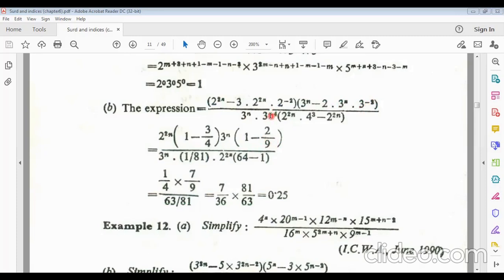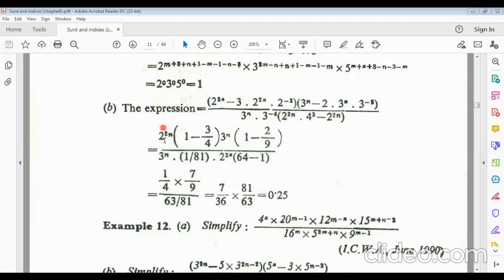1 by 3 to the power 4. 1 by 3 to the power 4 means 1 by 81. Into 2 to the power twice n and 4 cube, which means 64. Okay, 2 to the power twice n will be common here. So 64 minus 1. Just this expression.